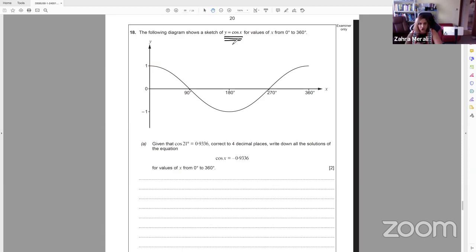So it's told you cos 21. So you think, where's 21? Well, 21 is somewhere between 0 and 90. So 21, for example, could be here. And they're telling you that's the same as 0.9336. And they're saying to you, write down everything that's the same as if you had minus 0.9336. Okay, so they're telling you this is 21.